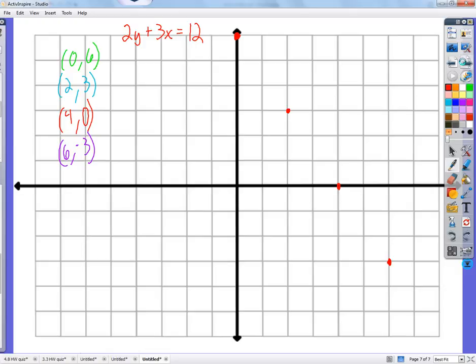Can you think of any other solutions that can go on this graph? Any other solutions besides these ones?